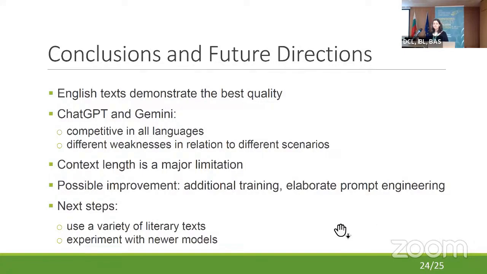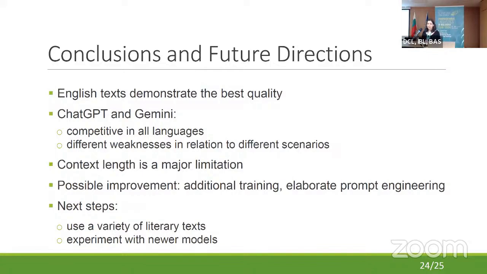And conclusions and future directions. The English texts understandably demonstrated the best quality, both in terms of automatic and human-based evaluation. ChatGPT and Gemini were models that are considered competitive and that did score competitively across all languages, including Bulgarian, which I think is a great thing to keep in mind. And there have been different weaknesses of the models in relation to different scenarios and even to different languages.